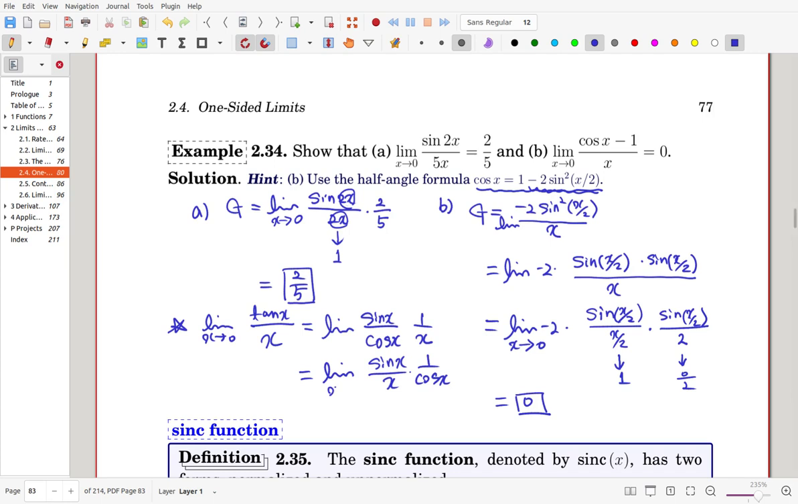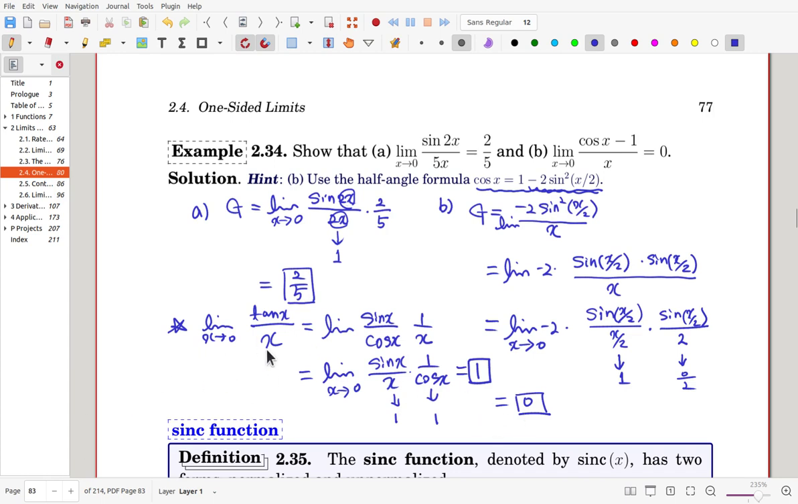Then as x approaches 0, this one is approaching 1. Of course, cosine x is approaching 1, so that is 1. So the final answer for this limit is 1.